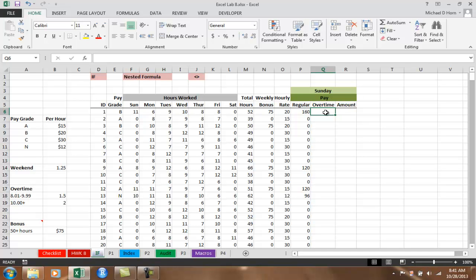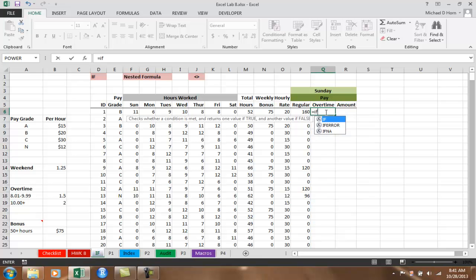So here, if equals if, open parentheses, hours worked is greater than or equal to 10, well, because that's the higher rate. We'll just do that one first here. Greater than or equal to 10, comma. Oh, wait. Hold on a second. Back up. Is there an easier way to do this? Yes. Here's what I'm going to do.